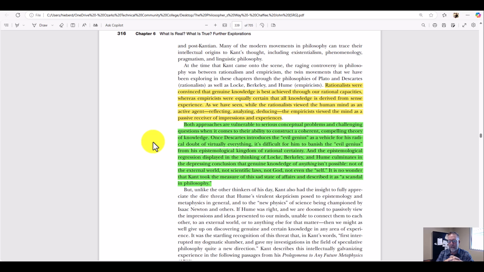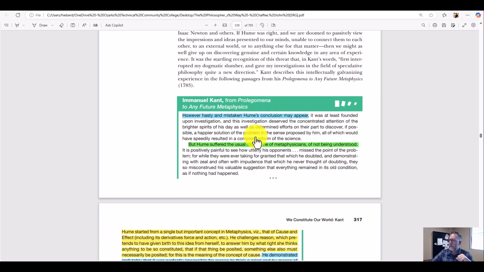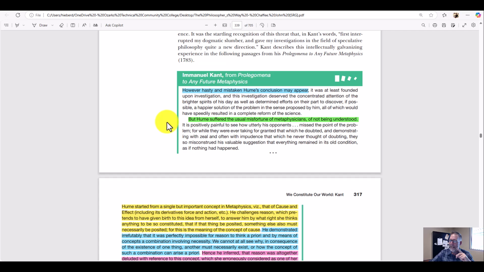And so what Kant is going to be attempting to do here is to answer all of these philosophical questions that philosophers have been grappling with for 2,000 years. And Kant sort of uses Hume as the entry point here. And here, in this blue highlighted passage, Immanuel Kant says, however hasty and mistaken Hume's conclusion may appear. So he's expressing some disagreement with Hume there. So we have to review Hume. So remember Hume's analysis. And this is what's referred to in the philosophical literature as Hume and the critical problem.